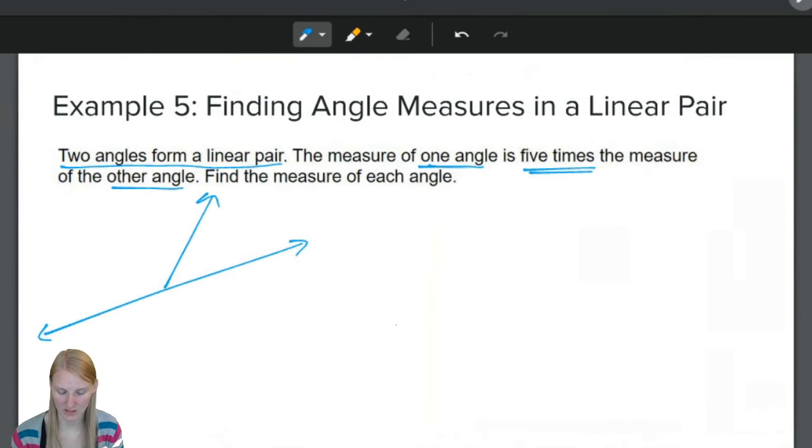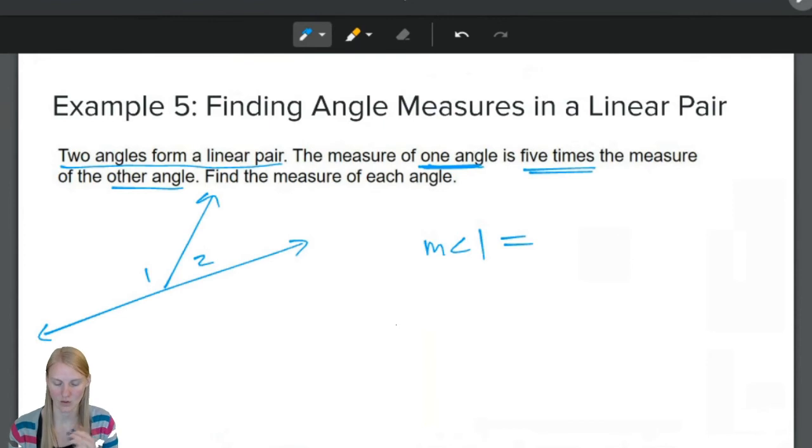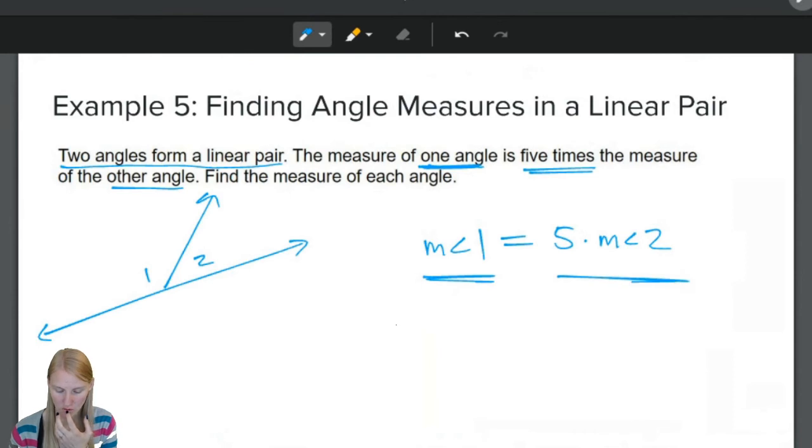Okay, we need to come back to this. The measure of one angle is, like equals, is 5 times the measure of the other angle. Okay, that was easier than I thought it was going to be. So we have the measure of one angle is equal to 5 times the measure of the other angle.